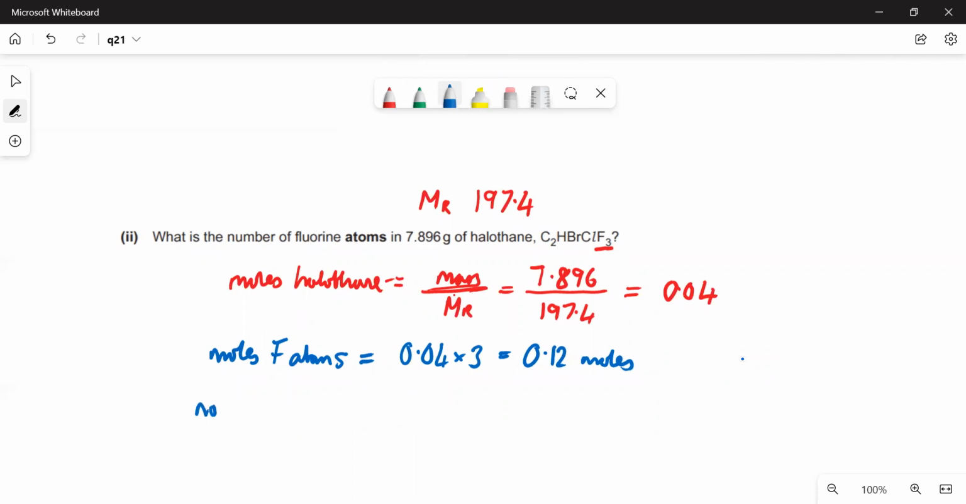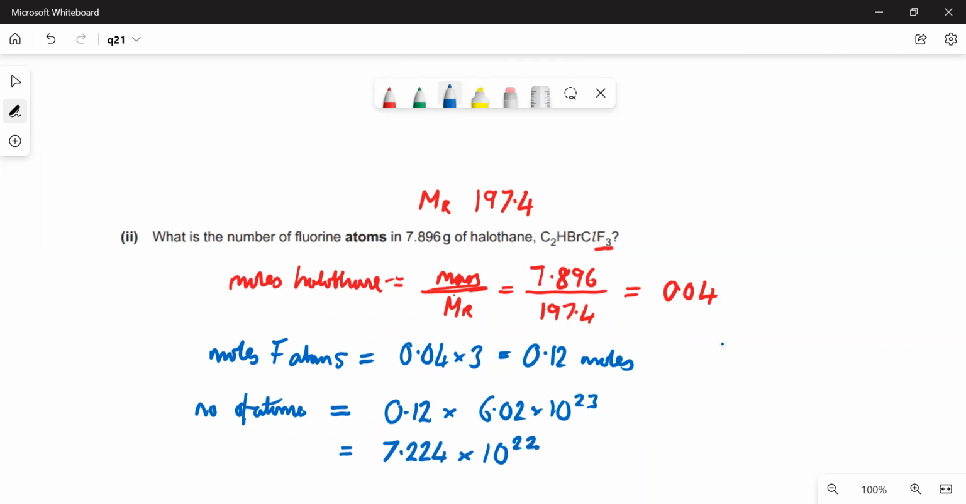So the number of atoms is equal to the moles, 0.12, multiplied by the Avogadro constant, 6.02 times 10 to the 23. That gives us 7.224 times 10 to the 22. I should really leave it as 4 sig figs because that's what the mass is given to, even though it's a bit naughty really because the Avogadro constant is only given to 3 sig figs. I think if you look in the mark scheme, it does let you have that, but I think it would be more correct to say 7.22 and round that down.